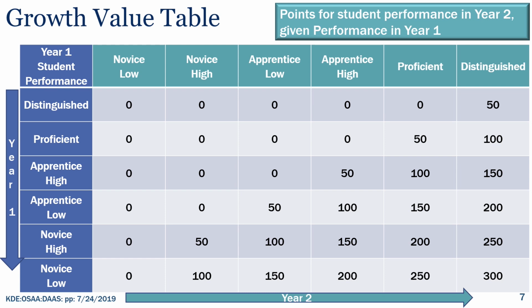If a student did not show growth, then a 0 is received. If a student maintained the same performance level both years, then he or she receives 50 points. The exception is Novice Low, with no points received. The point scale runs from 0 to 300 in 50-point increments. Using this table, let's look at some examples which could apply to either reading or math.